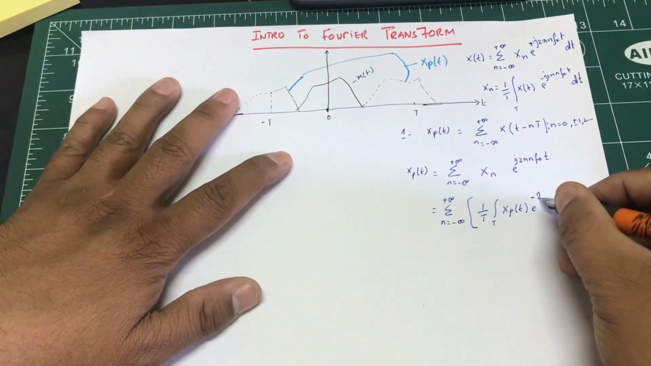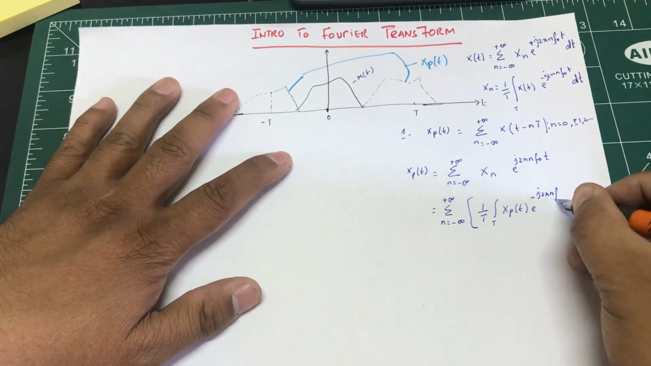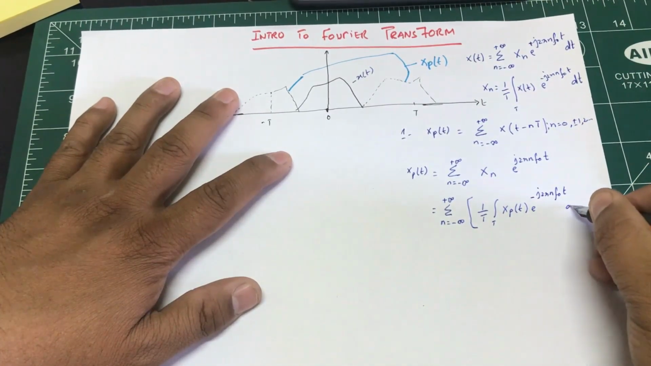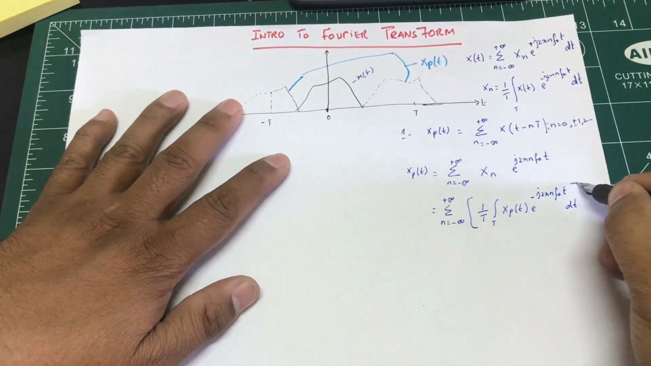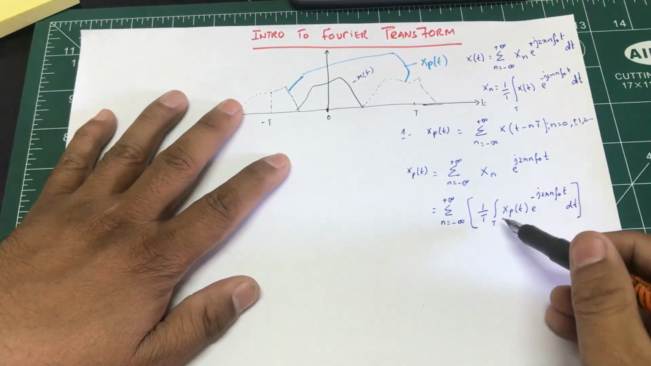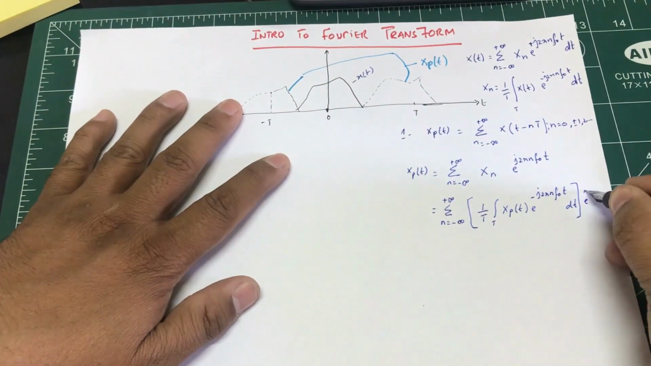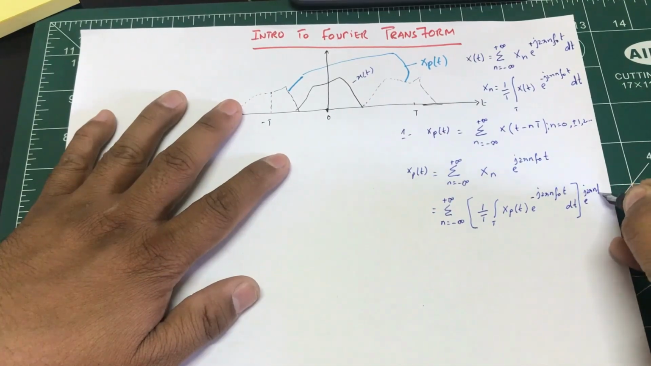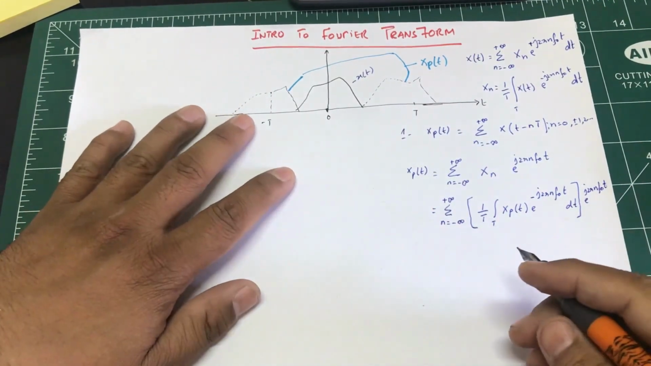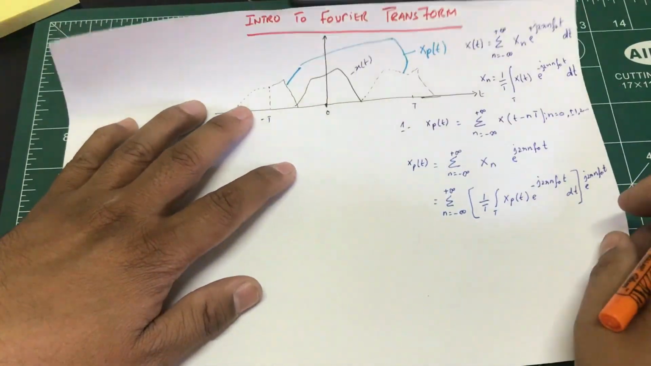e to the negative j 2 pi n f0 t dt, whole thing. So this is my x of n term, and then I'm going to bring out my kernel, which is e to the j 2 pi n f0 t. Are we good so far?